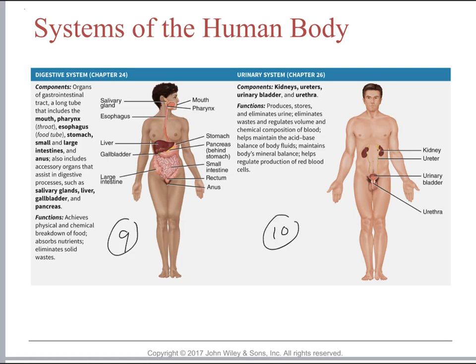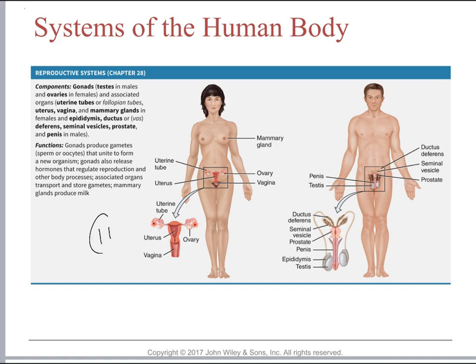Our 10th system is the urinary system. So we're talking about our kidneys, our ureters, our bladder, and our urethra. Its function is to produce, store, and eliminate urine, eliminating waste and regulating volumes and chemical compositions of our blood. It also helps to maintain the acid-base balance of fluids in the body, maintains body mineral balance, and helps regulate the production of red blood cells. Yes, the same red blood cells that were made in our skeletal system, in our bones.